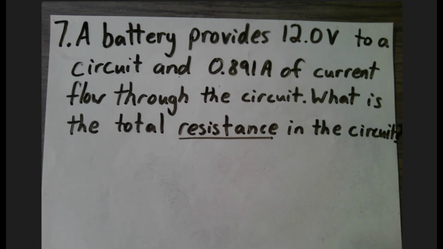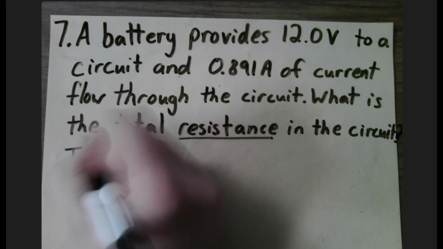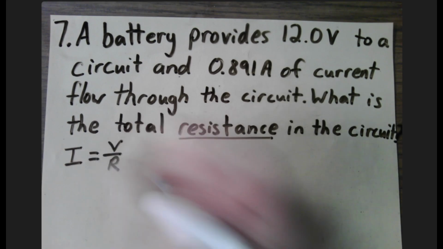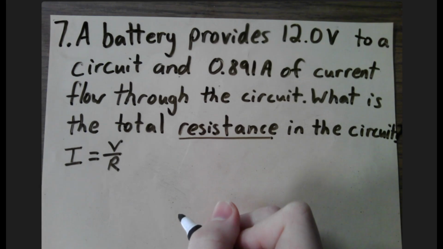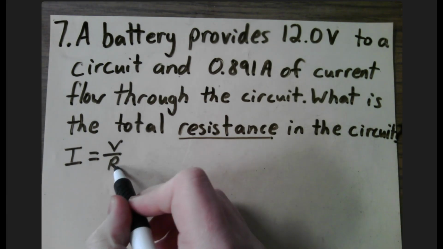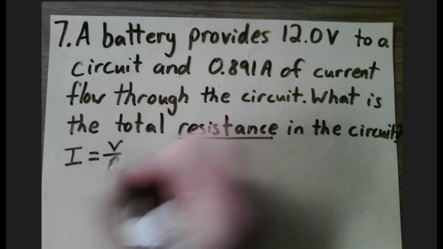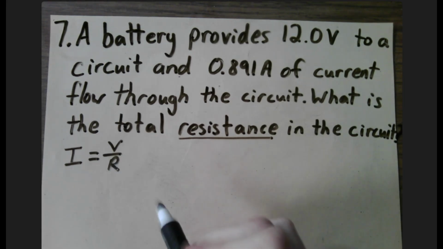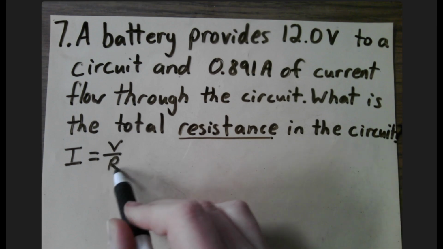Now let's look at our formula. I, or current, is equal to voltage divided by resistance. Well, now wait a minute. This is confusing, because resistance is over here. We have to get resistance by itself. This one has an extra step. So to get resistance by itself, we have to do the opposite of what's going on down here.